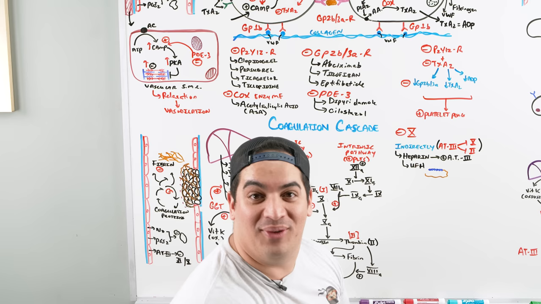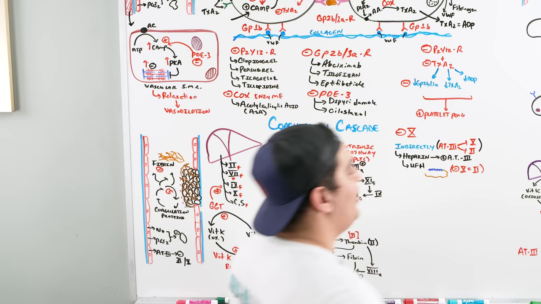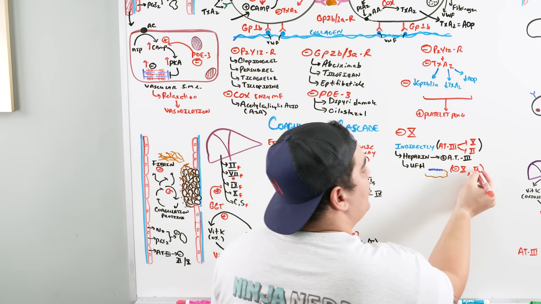So when you give unfractionated heparin, a super important point to remember is that it will inhibit factor 10 as much as it inhibits thrombin. So it's going to inhibit both of these. You're going to get an inhibition of both factor 10 and factor 2 equally due to, why? Due to an increased glycosaminoglycan.